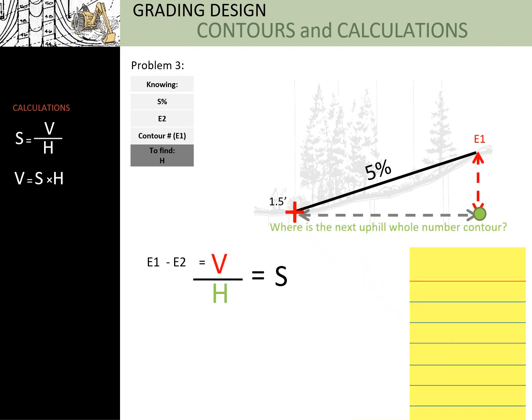So our last problem, we have a spot elevation, 1.5 feet. We also know the slope is 5%. And this time we want to find out where to put the next uphill whole number contour. So this question actually wants to find out H.